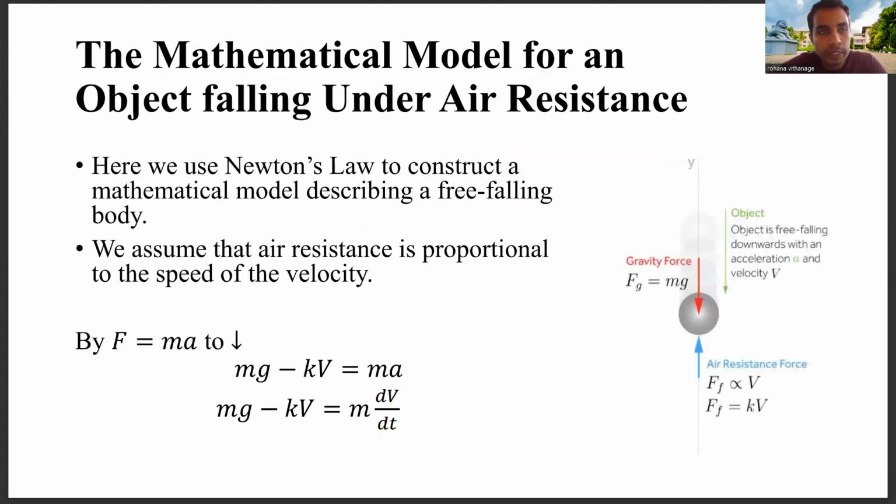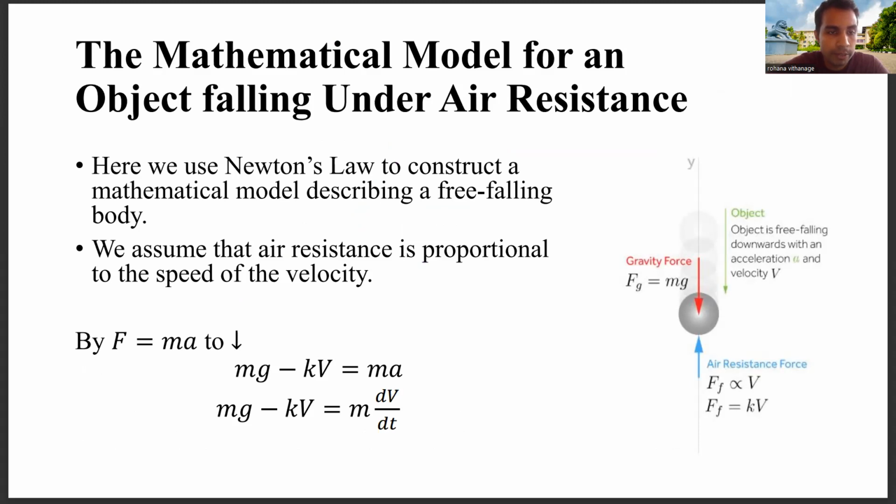Now we are going to construct a mathematical model for an object falling under air resistance. We know that in our day-to-day life, a coconut or an apple or anything falls from above. In such a situation, we want to observe its motion, especially the velocity. Mainly, air resistance is working upward and the gravitational force is working downward.